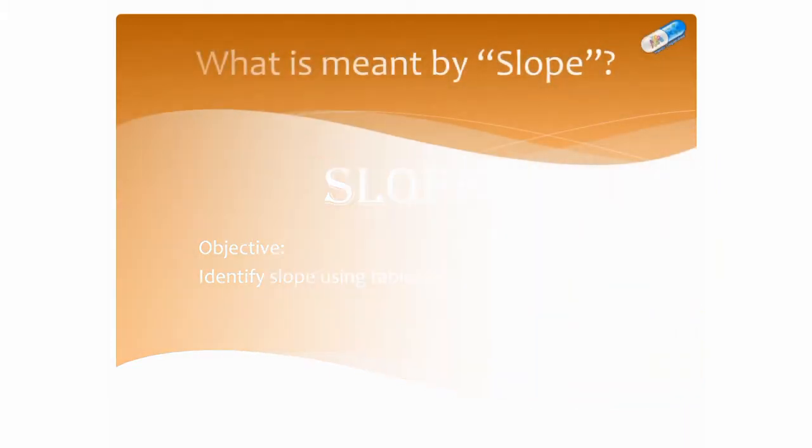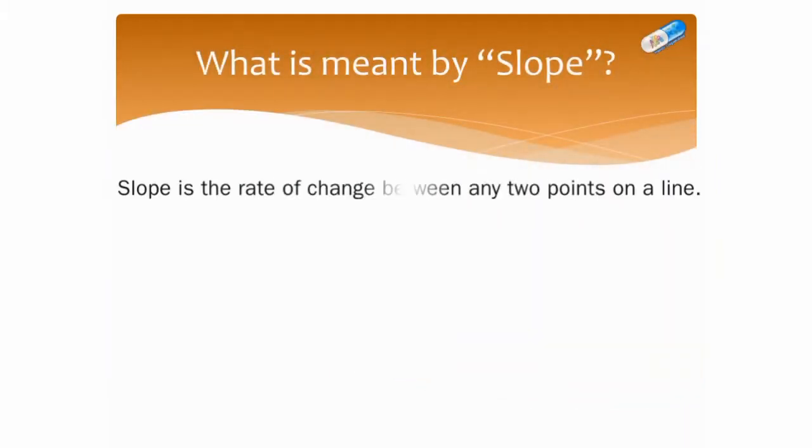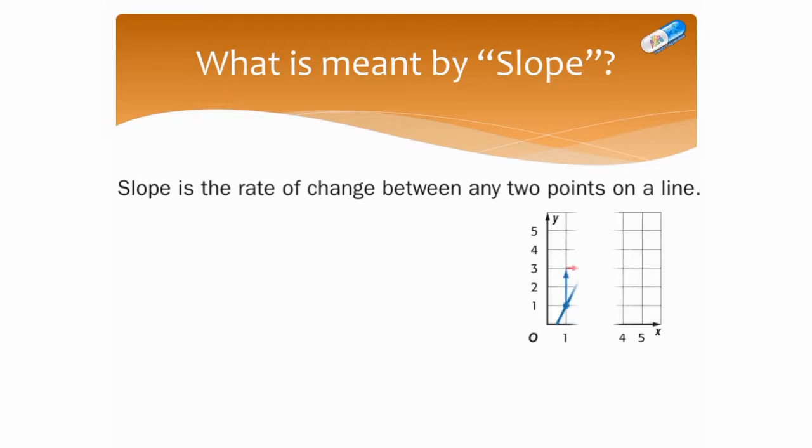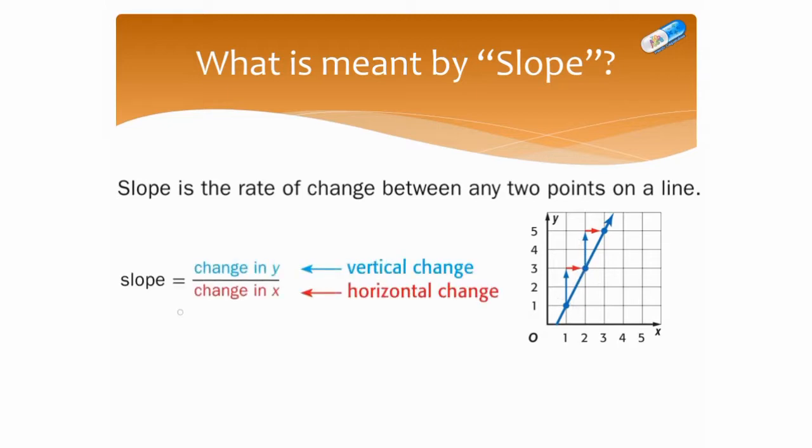What is meant by slope? The slope is the rate of change between any 2 points on a line. So if we have a graph here and this is the line between the x and y, the slope is the rate of change, is how the y changes over how the x changes. So the slope equals change in y over change in x. And change in y is the vertical change, while change in x is the horizontal change.